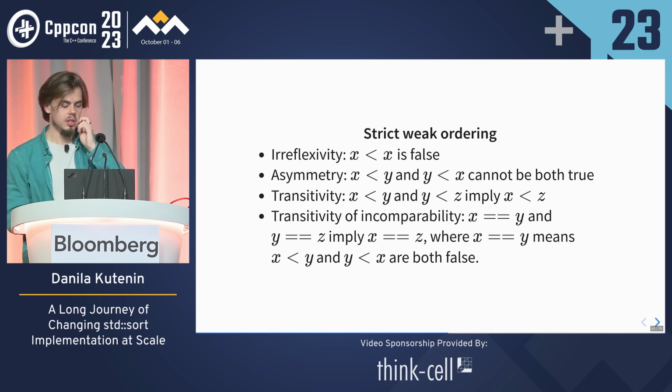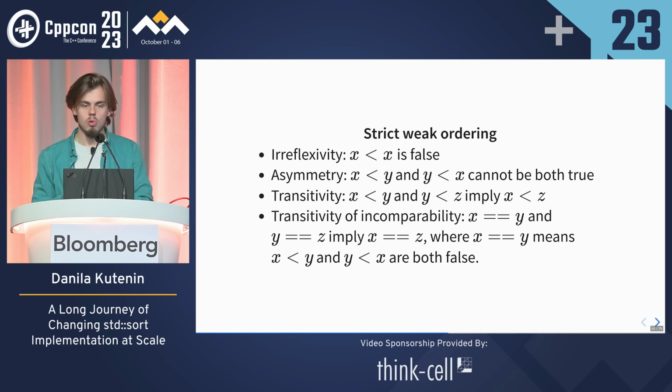All right, now let's talk about a little bit more complicated stuff. In order to sort or do anything complicated with ordering in C++, your elements and your comparator should satisfy so-called strict weak ordering. What does it mean? It consists of 4 properties. If you compare an element with itself, the result is always false. Very logical. Asymmetry: if one element is less than another, then the other way around cannot be true. Transitivity: if x is less than y and y is less than z, then x is less than z.